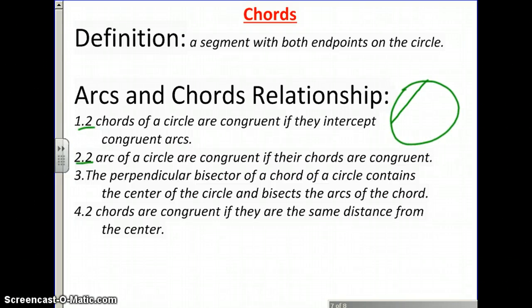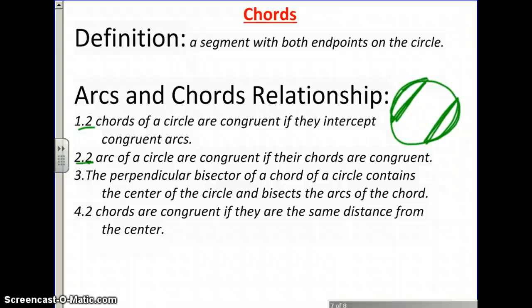Okay, so we'll do examples with all of these. So we have 2 chords. They're congruent. These guys are congruent if these arcs are congruent. Like I said, we'll do examples. Okay, the second one. 2 arcs of a circle are congruent if their chords are congruent. So that's just the reverse of number 1.